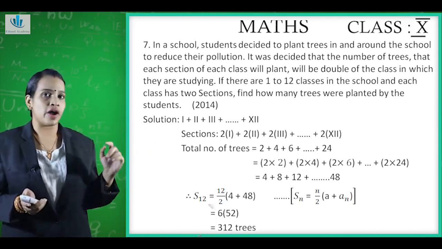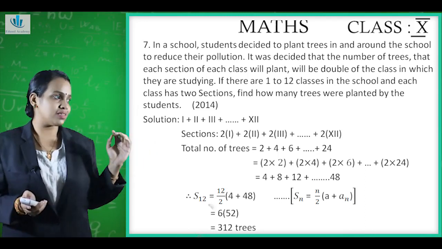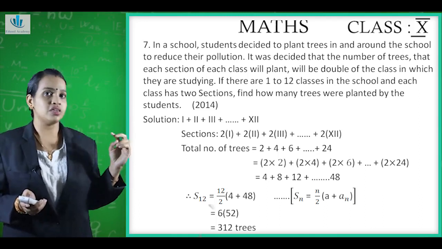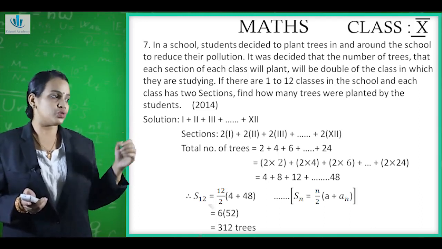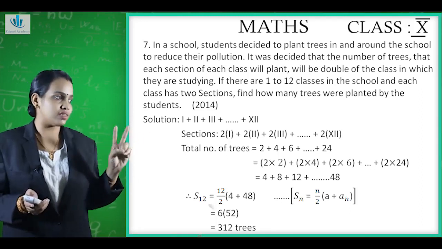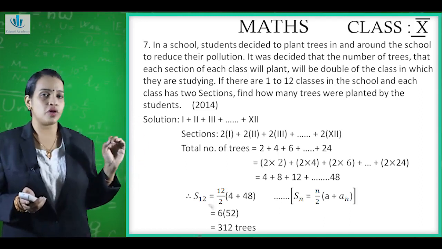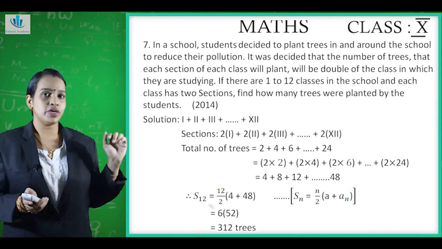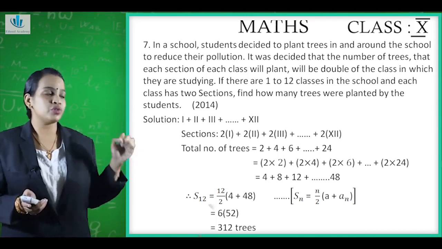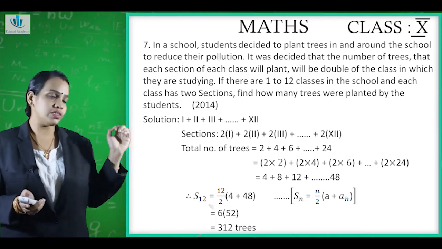Now the AP will be 1, 2, that is our classes 1, 2, 3 and so on up to how many classes are there? 12. So it is said that each section plants double of the class. So 2 into 1 plus 2 into 2 plus 2 into 3 and so on up to 2 into 12. That is, 2 sections are there for each class, so that's why we have multiplied by 2. Now the total number of trees we have to find. So it will be 2 into 1 is 2, 2 into 2 is 4, 2 into 3 is 6. So 2 plus 4 plus 6 plus so on plus 2 into 12, it is 24.